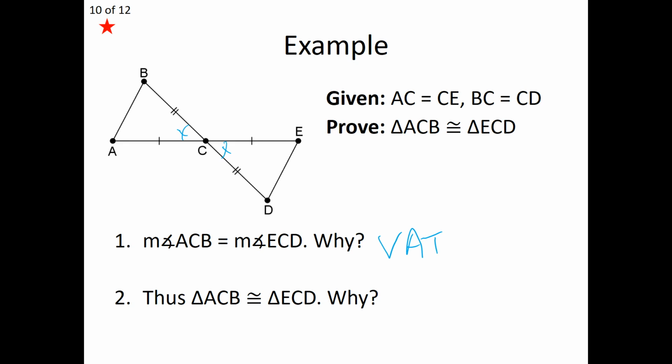So does this now satisfy our side angle side congruence postulate? It does. We have two sides and the included angle of one triangle equal to two sides and the included angle of the second. So thus, why are these two triangles, ACB and ECD, congruent? Because of our side angle side congruence. And that is a proof. We just proved that those two triangles are congruent by using our new postulate side angle side congruence.